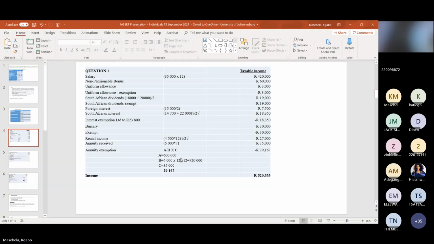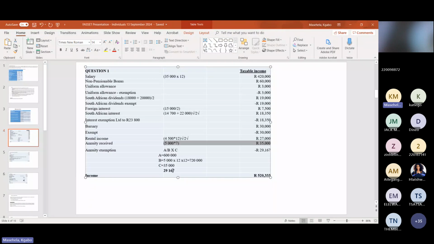Then our annuity received is what we have calculated above. We have calculated, look at this, 35,000. This marks for this. And when you do the whole calculation, A over B times C, and put in these figures, you will get 29,167. Then our income, you add minus exemption, you get 520.33.